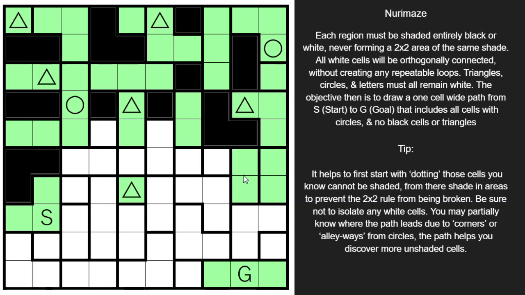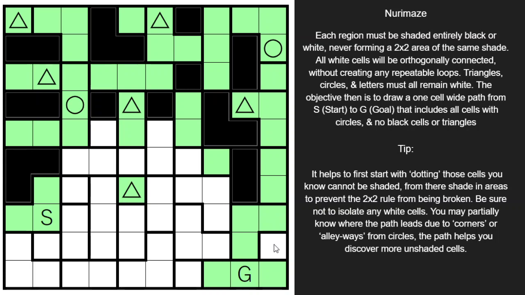Otherwise, it would be a 2x2 area. So we know that's shaded. Now we have this little elbow here of 3 cells. So that has to be the opposite color. And now this path through this circle has to continue going. If this is black, it's created a dead end. So this has to be unshaded.